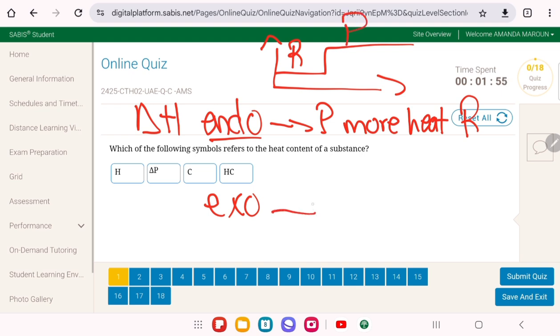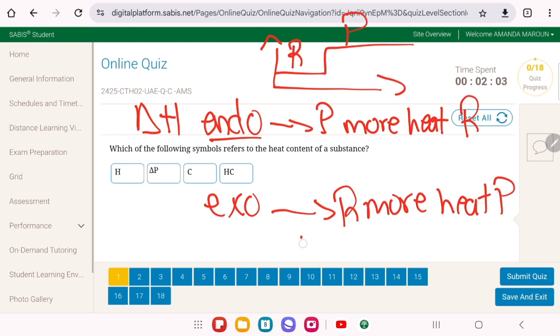Now, if we have an exothermic reaction, the reactants have more heat than the product. So if we're also gonna draw the graph, we're gonna draw it like this. The reactants have more heat than the products. So this is the first general rule.